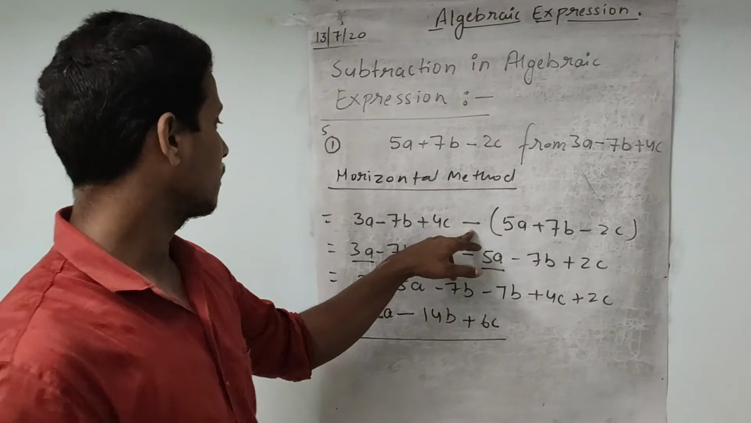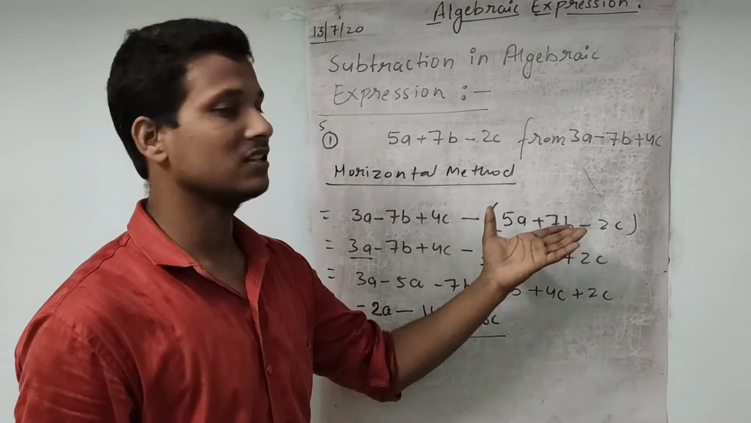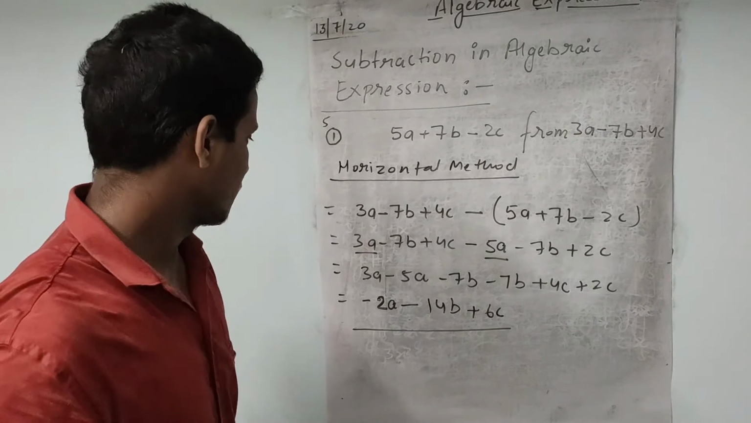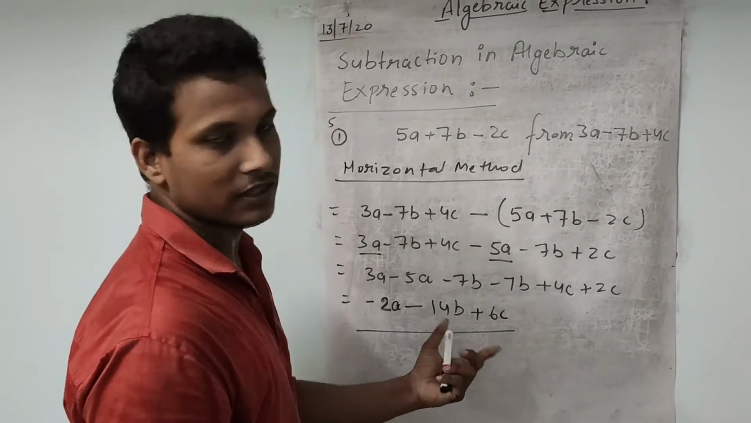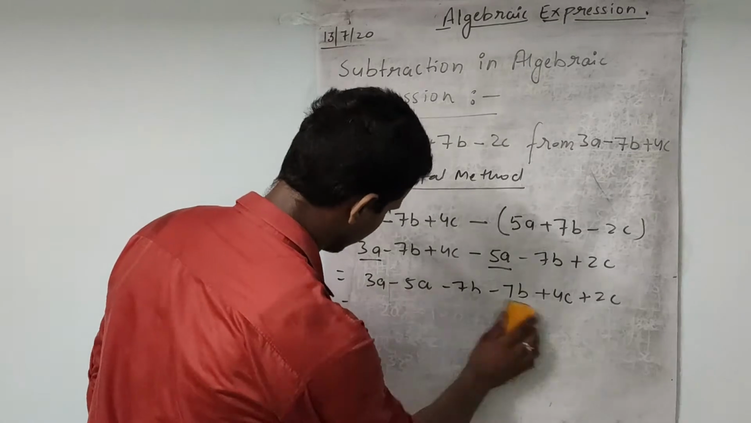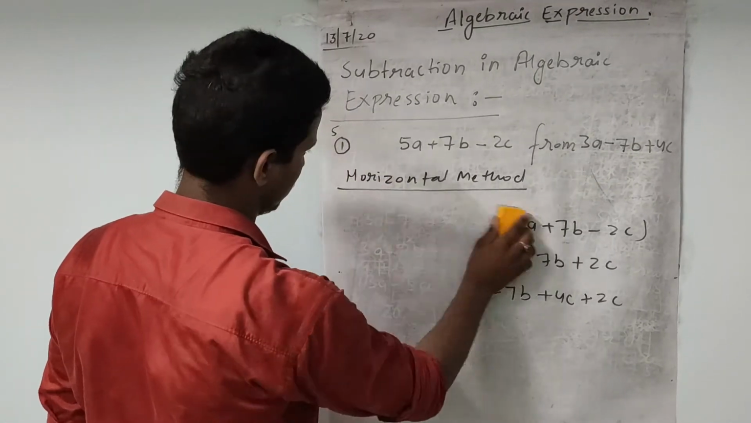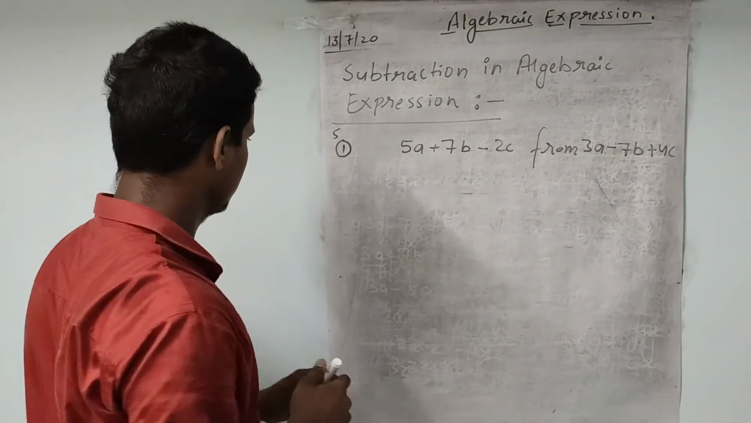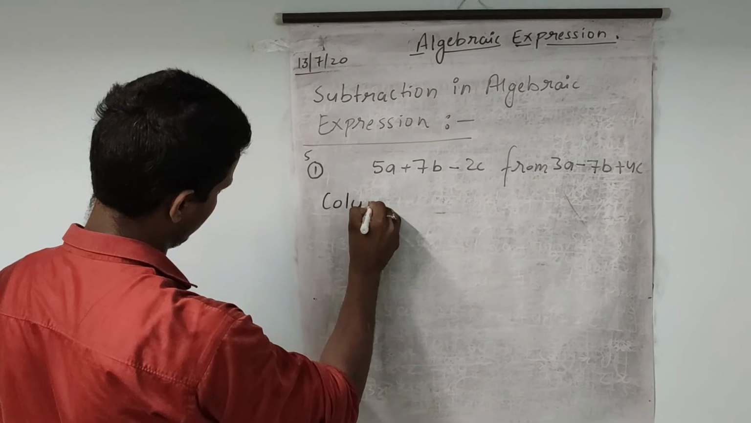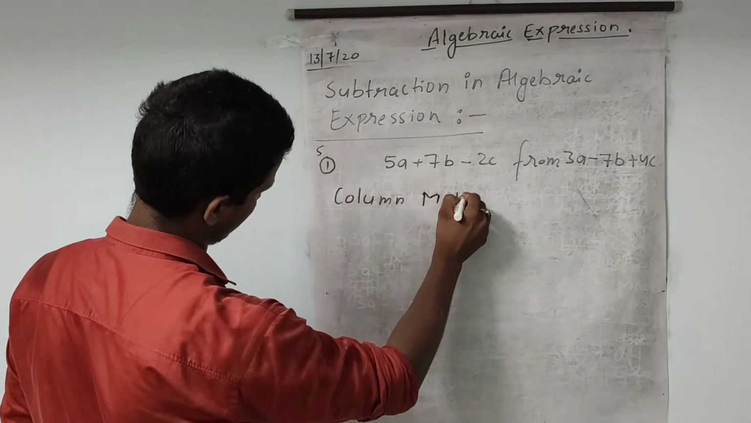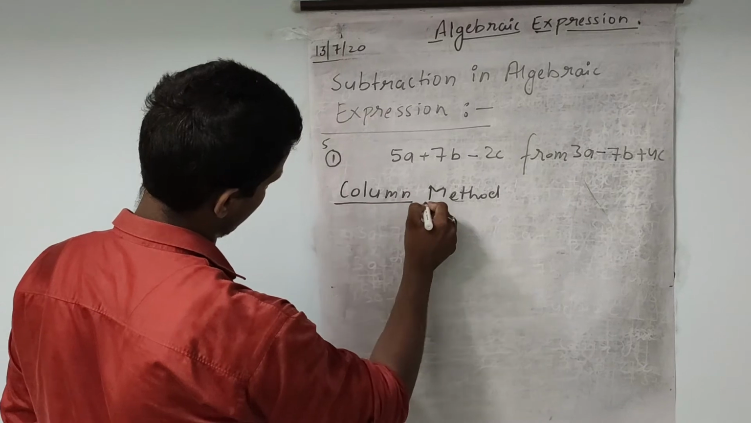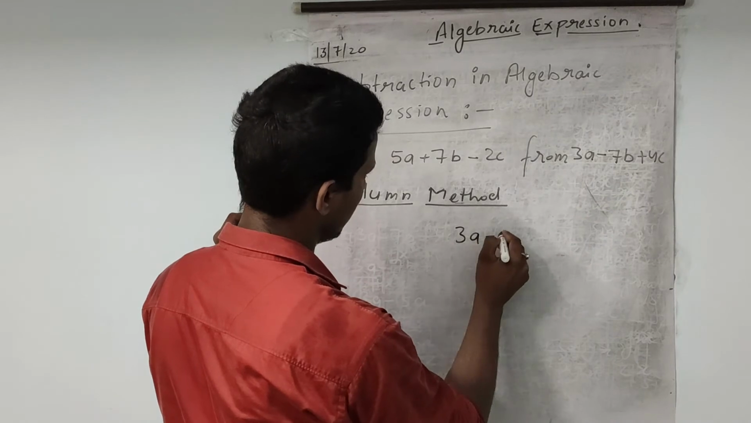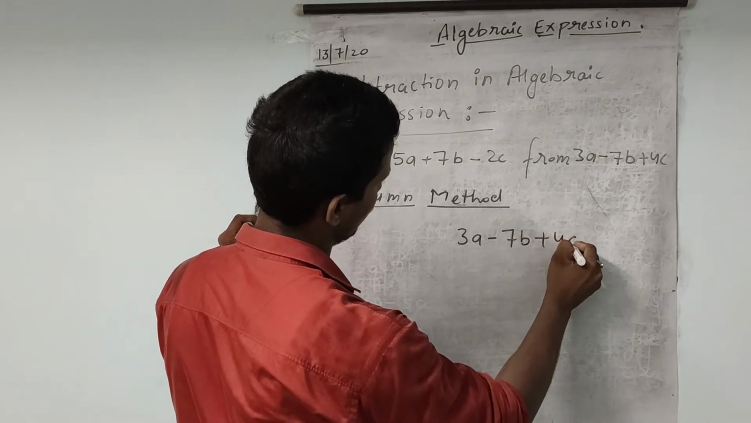So simply, first remove the bracket by changing the signs of each term in the brackets. Okay, after that collect the like terms and then perform subtraction. Now the next method is the column method. Column method. So first we need to write this value again, 3a minus 7b plus 4c.